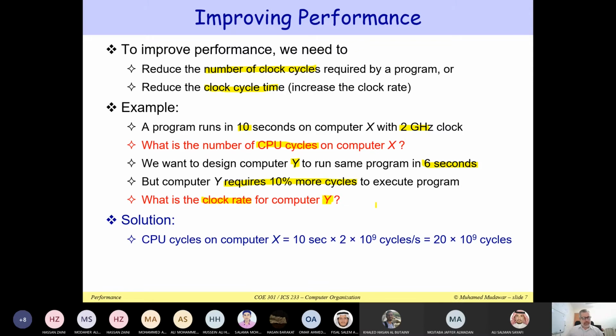Now, first, let me ask you this question. What's the meaning of 10% more cycles? What do you understand from this? That means computer Y is multiplied. I mean, the number of cycles of computer Y is 1.1. So if we say 100% for the Y, it is 10% more, which is 110%, which is 1.1. We multiply by 1.1. Yes, thank you, Ali. Do you understand what Ali is saying?